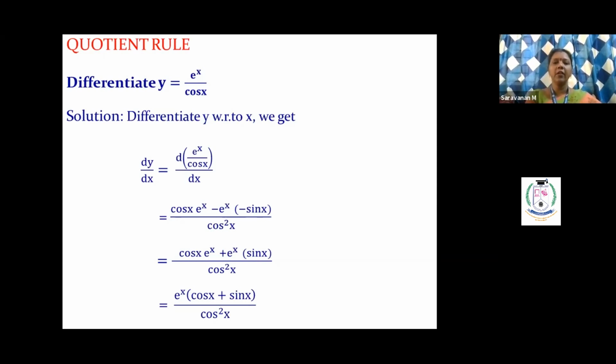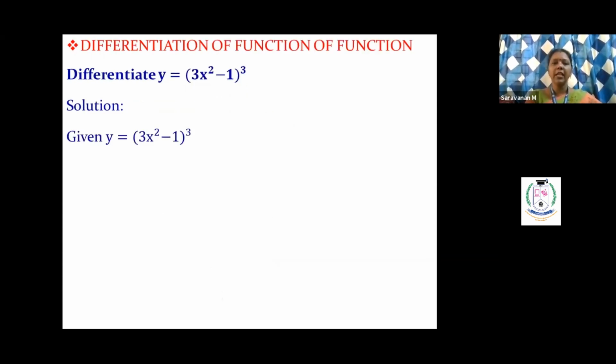So the answer of e power x by cos x differential value, the dy by dx value is e power x into cos x plus sin x divided by cos squared x. Right. Next, we'll see differentiation of function.